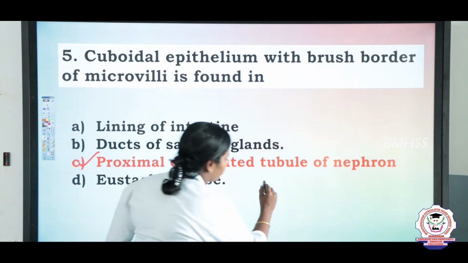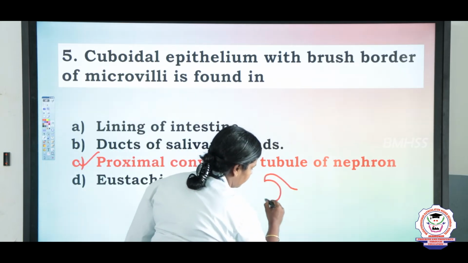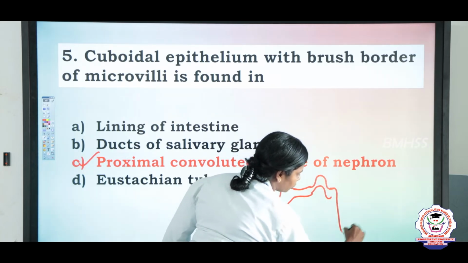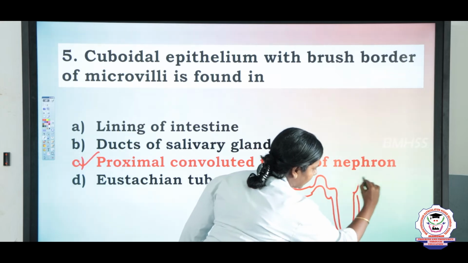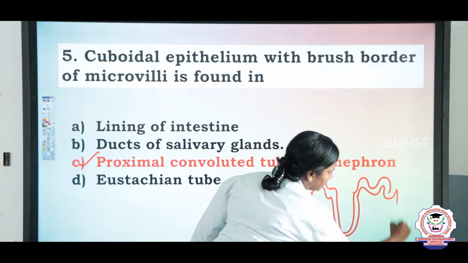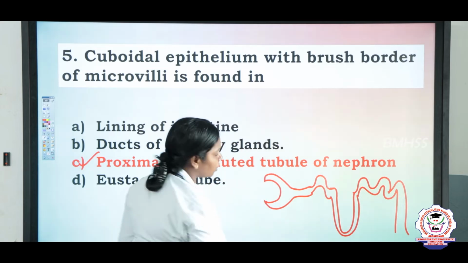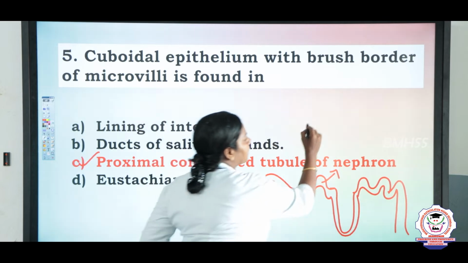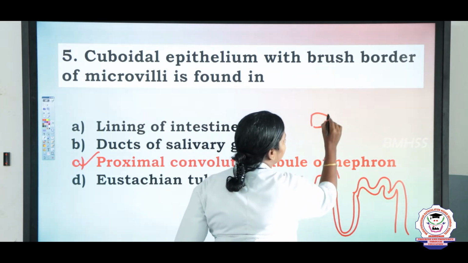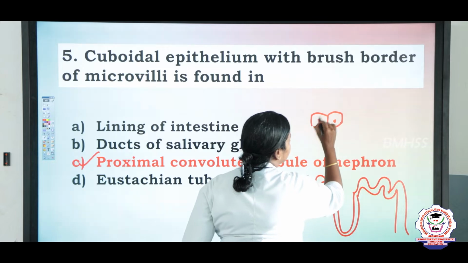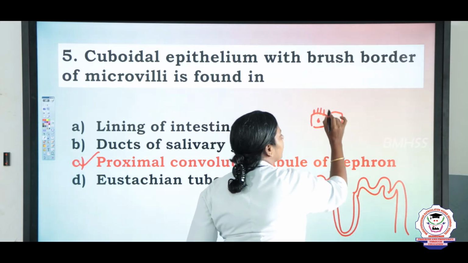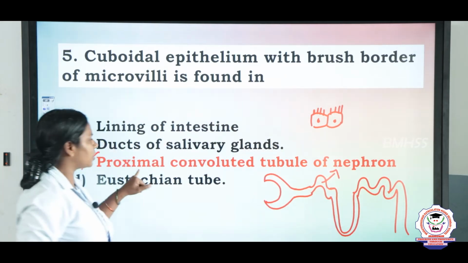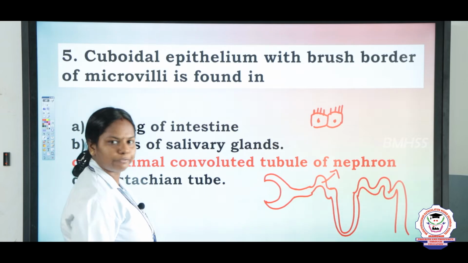In the nephron, you know, right, children, it has Bowman's capsule and proximal convoluted tubule, Henle's loop, distal convoluted tubule and the collecting duct. So in this proximal convoluted tubule, we can see the cuboidal epithelium with small projections on it, that is the microvilli. It is seen only in this. So the correct option is proximal convoluted tubule of the nephron.